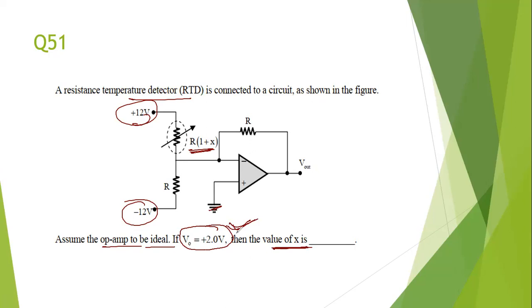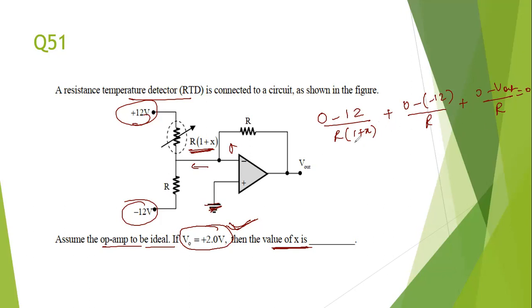In this case, you have been given V0 equal to 2 volt. Now we have to find the value of X. So how can you find the value of X? My dear students, this is ground, so total outgoing current equal to 0. So you can write here 0 minus 12 divided by R into 1 plus X, plus 0 minus minus 12 divided by R, plus 0 minus V out divided by R equal to 0. Just put the value. V output is 2 volt.